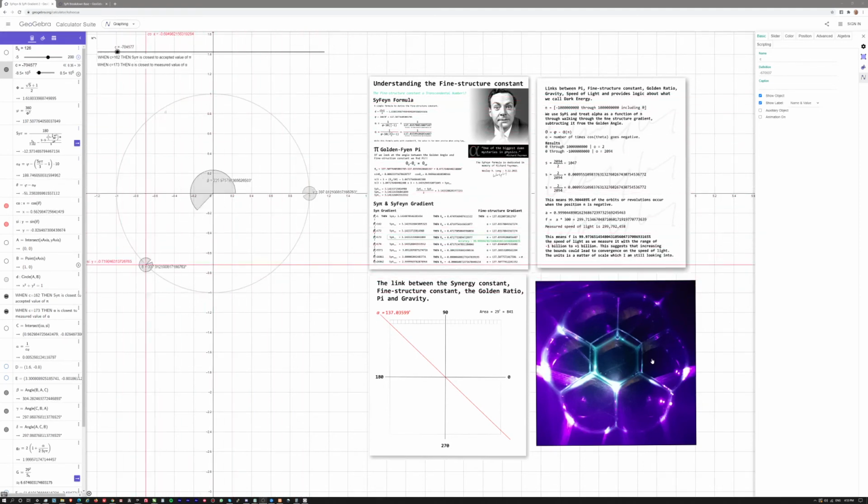This is something that I've yet to confirm. It's just a very loose theory based on a lot of the research that I have been doing, and I'm going to be releasing that stuff as I go along. So for now, I'll leave it at that. We've connected pi, the fine structure constant, the golden ratio, gravity, the speed of light, and what we call dark energy. It's pretty fascinating stuff.